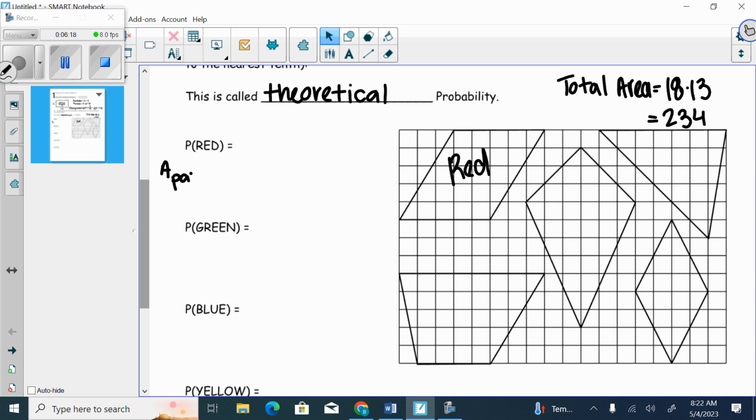Parallelogram. Good. And what's our formula for area of a parallelogram? Okay. And what is the length of the base of this figure? 5. And what is its height? 5 as well. So the area of this parallelogram is what? 25. So the probability of hitting red is 25 out of how much? 234.